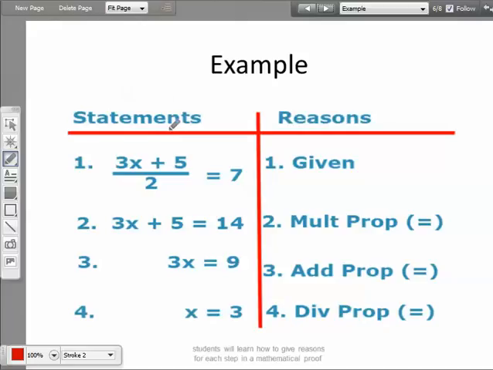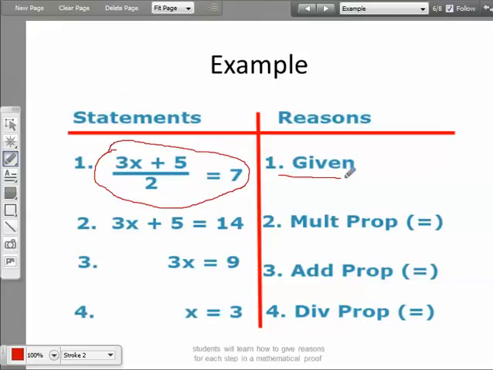an algebraic proof. I've got this statement right here. Where did this statement come from? It might have been the problem I was given to solve. So this is what we're given right here. The first thing that they did was they multiplied this one by 2 on both sides. How did I know that? Well, I noticed the 7 went to 14. Okay? So they must have done multiplication. Multiplication property. That seemed relatively easy.